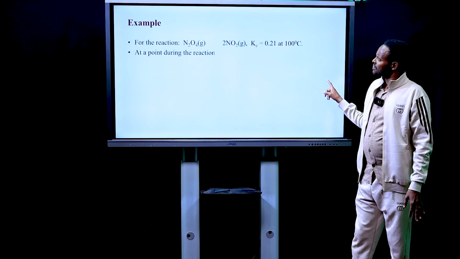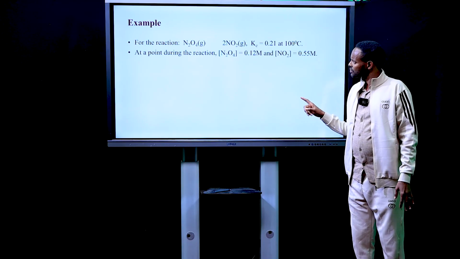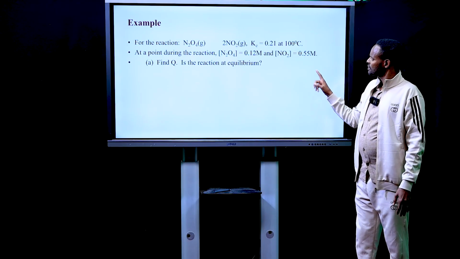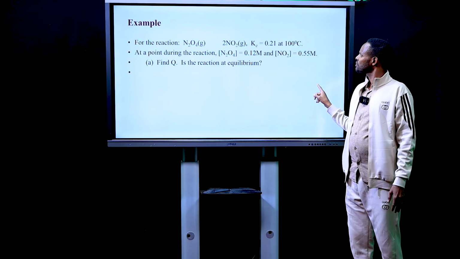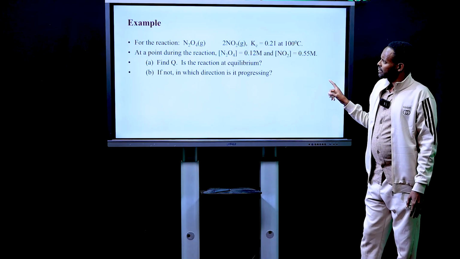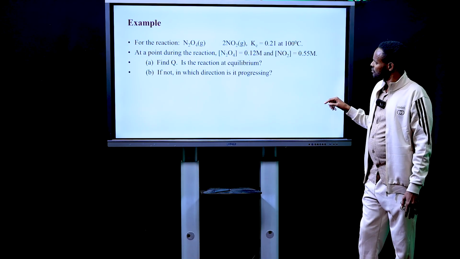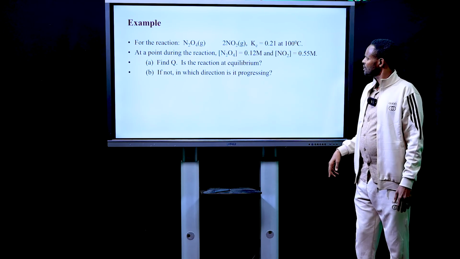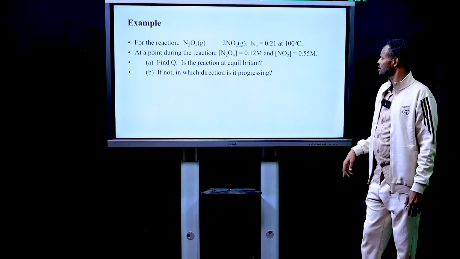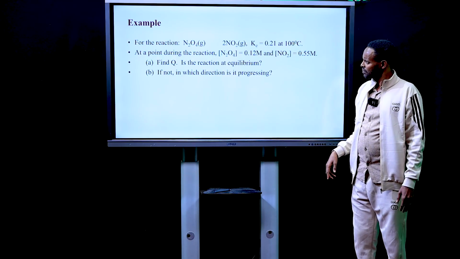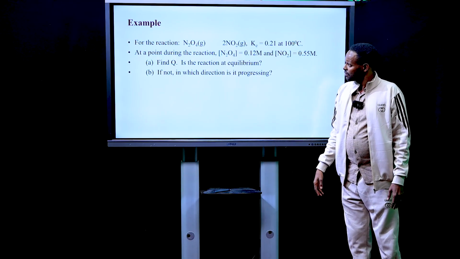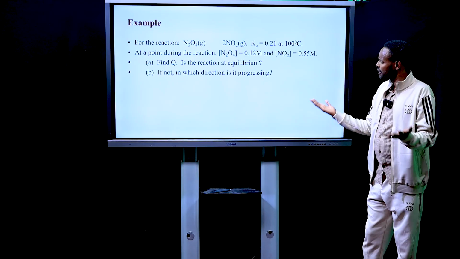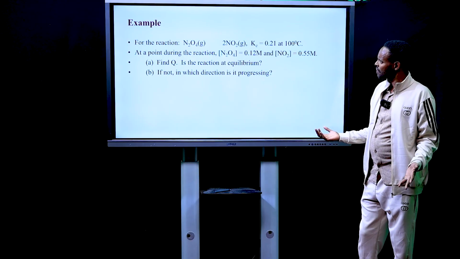Example: for the reaction, the nitrogen tetraoxide is decomposing into 2 nitrogen dioxides. Kc is 0.2 at 100 degrees Celsius. At a point during the reaction, the nitrogen tetraoxide concentration is 0.12 molar and the concentration of nitrogen dioxide is 0.55 molar. Find Q. Is the reaction at equilibrium or not? If not, in which direction is it progressing?